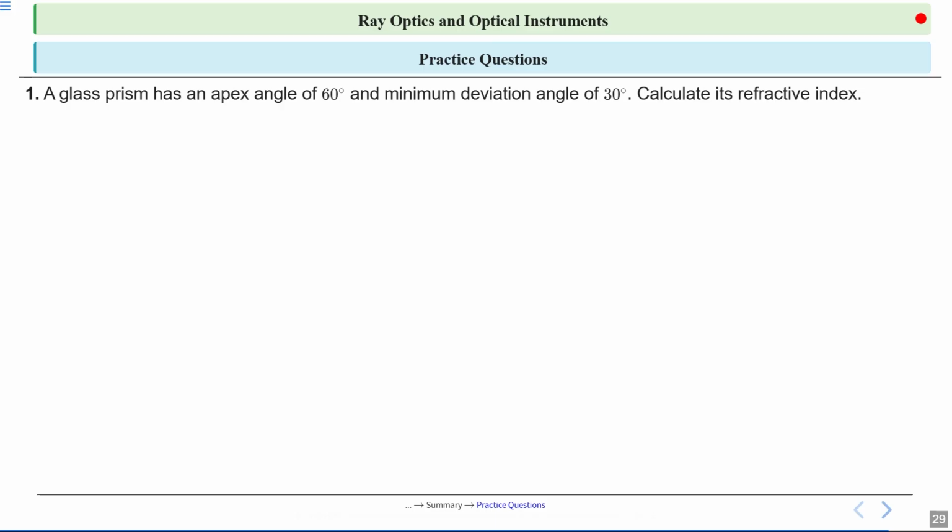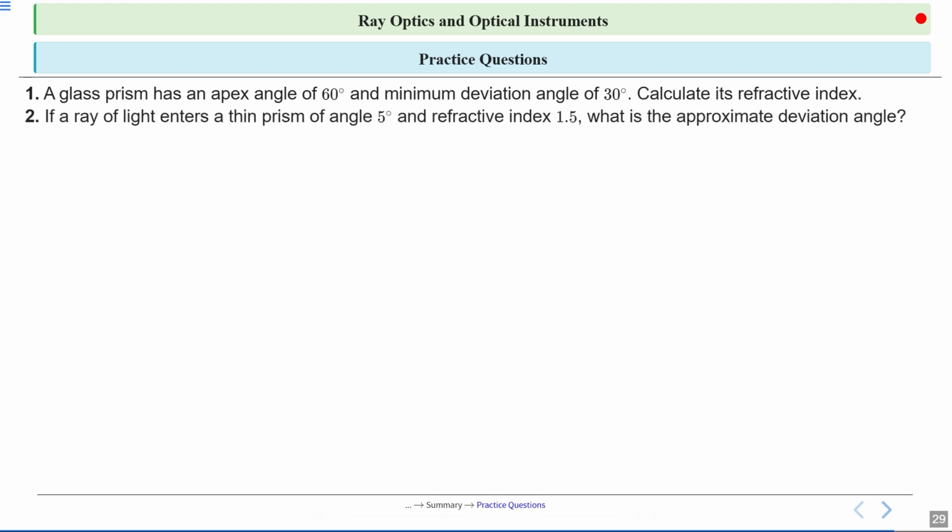So there are some practice questions. First question is, a glass prism has an apex angle 60 degrees and minimum deviation of 30 degrees. Calculate its refractive index. Now let's move on to the second question. Here we are looking at a thin prism with a small angle and a known refractive index. The task is to find the approximate deviation angle. This is a great example of how the refractive index and prism angle work together to affect the path of light.